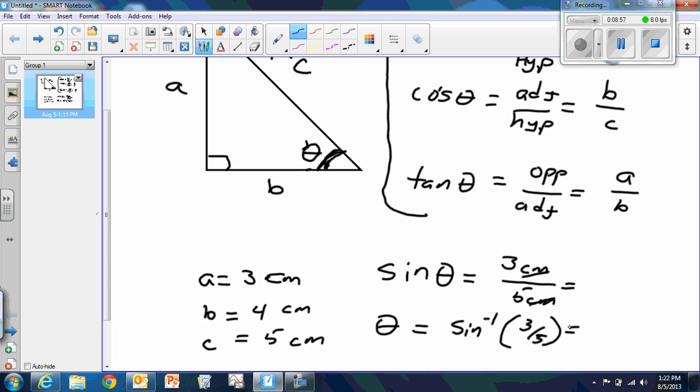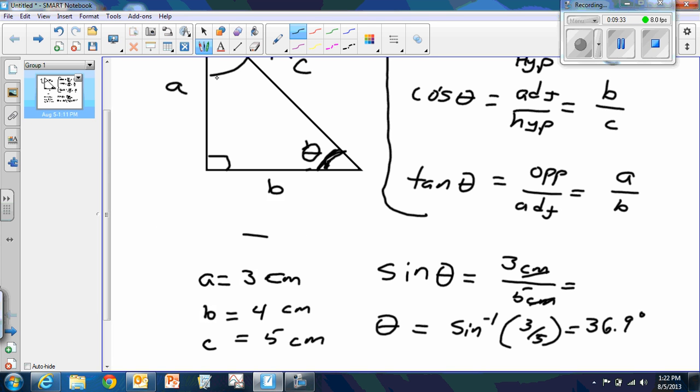Now you've got to be sure you're in degree mode, which I'll show you how to do when you get in class. But if you do second sine of 3 divided by 5, you get 36.9 degrees. So I know this is 36.9. Well, I could also find this one. I could find that one by adding 90 plus 36.9 and subtracting from 180. I could do that. Or I could just find this one by using sine.